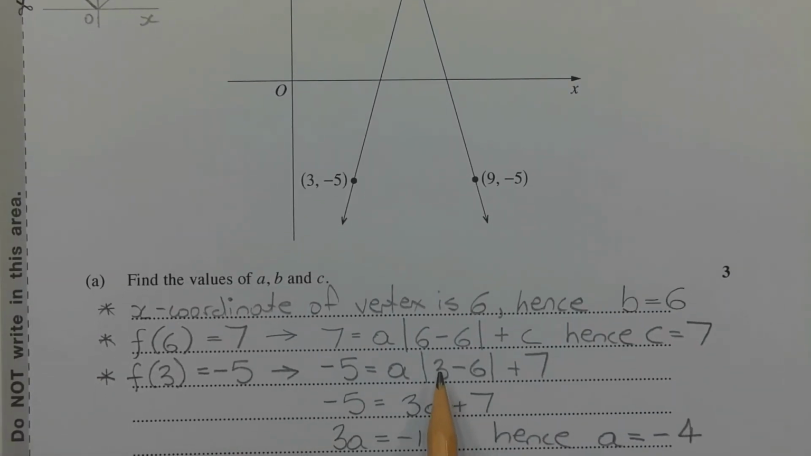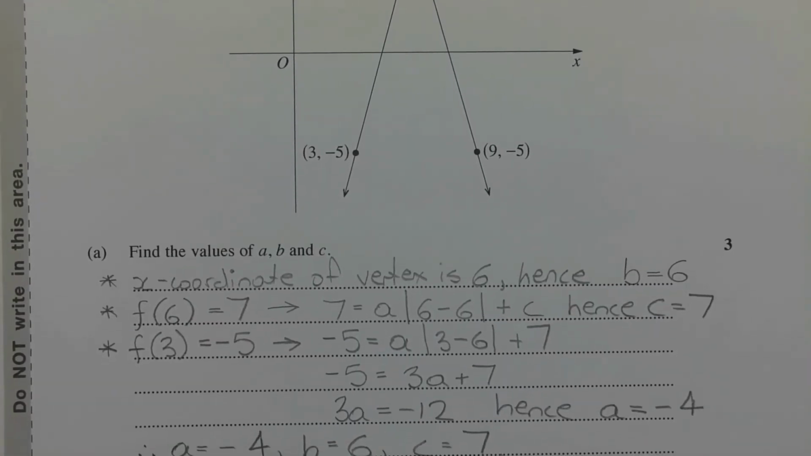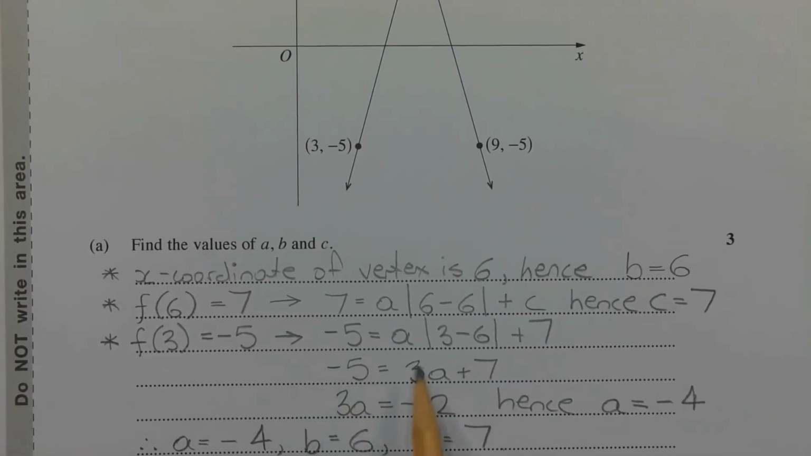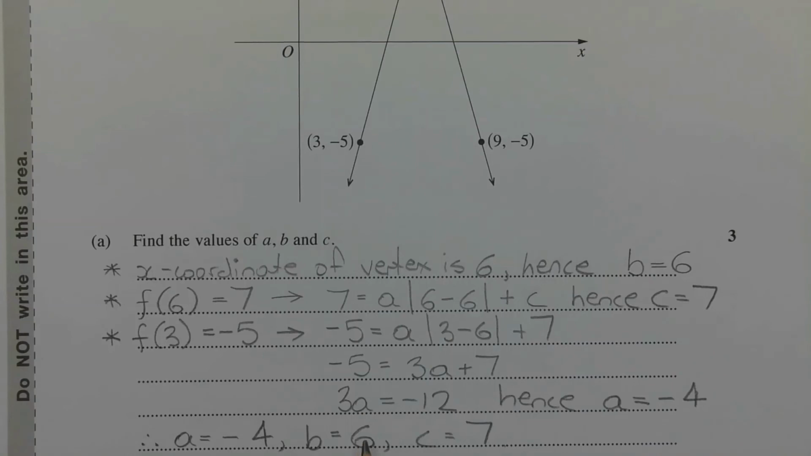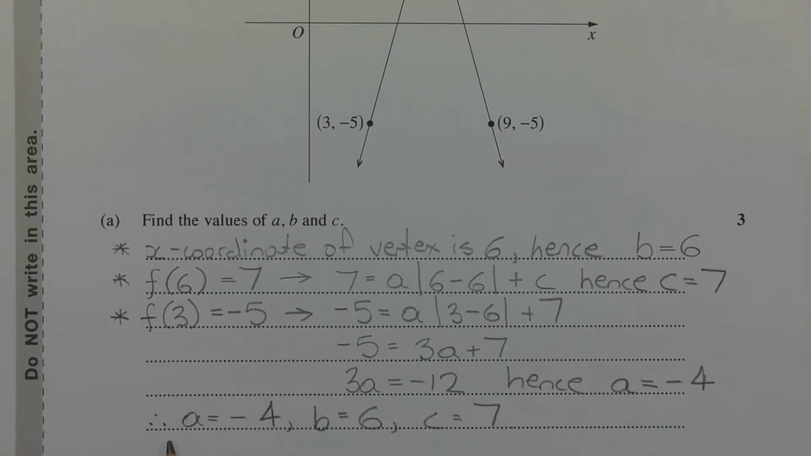And the absolute value of 3 minus 6 is positive 3. So -5 is equal to 3a plus 7. Subtracting 7 from both sides to make 3a the subject, we get 3a is equal to -12, hence a is equal to -4. Therefore, a is equal to -4, b is equal to 6, and c is equal to 7.